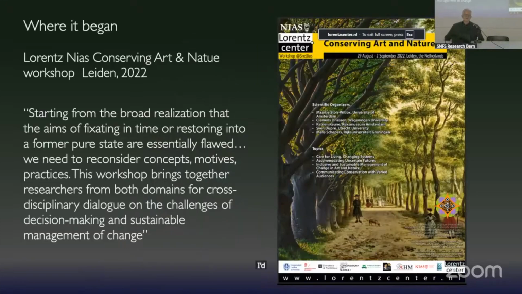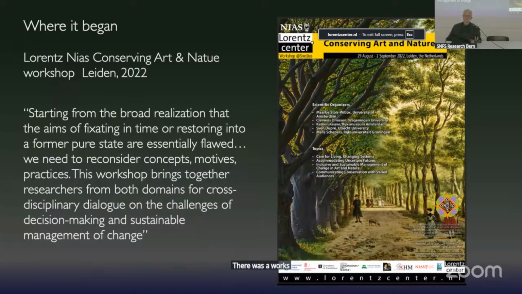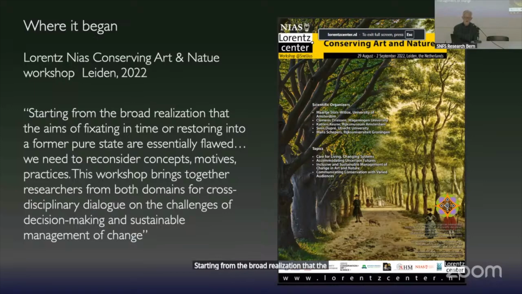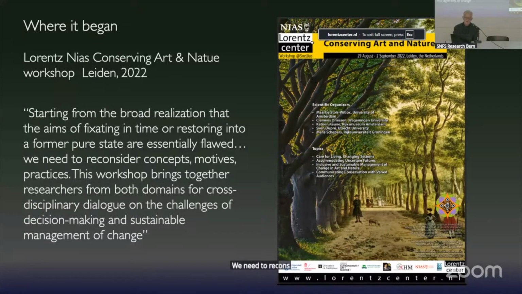I'd like to begin by describing our research project, where it all began. As Sven mentioned, there was a workshop in Leiden in 2022 at the Lorentz Center called Conserving Art and Nature. I'll just read a statement from the document from that workshop to give you a sense of what it was all about. Starting from the broad realization that the aims of fixating in time or restoring into a former pure state are essentially flawed, we need to reconsider concepts, motives, practices.